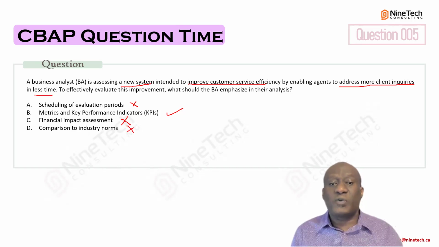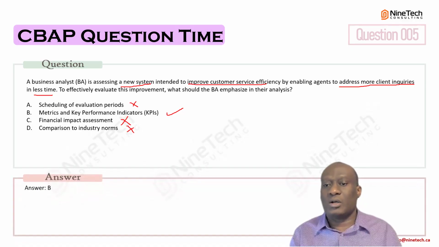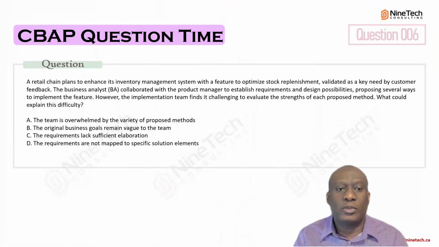So what matters for the system to be able to address client issues faster is we need to even define what fast means. We need to be able to define what less time means. And to do that, we need metrics to measure performance, and we also need KPIs to show when our performance is good or when it is not good. So the answer will be B. Let's look at the answer. See? Yes, B. Awesome. So we got that. Let's move to the next question.